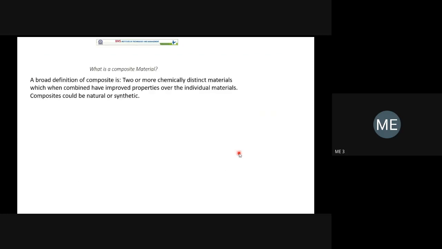So now, in general, a composite consists of two materials. One is the matrix material, and one more is the reinforcement material. In the case of ceramic matrix composite like RCC, the matrix is ceramic. In the case of metal matrix composite, the matrix material is metal. In the case of polymer matrix composite, the matrix material is polymer.